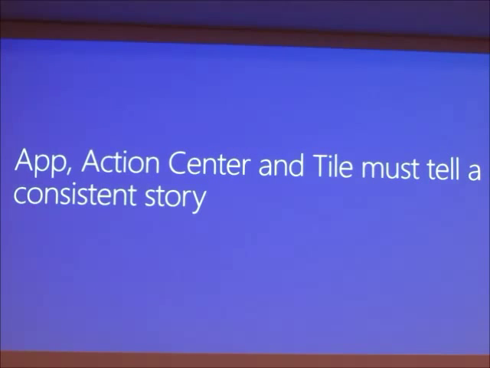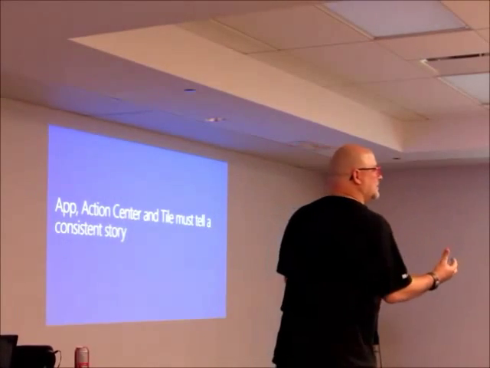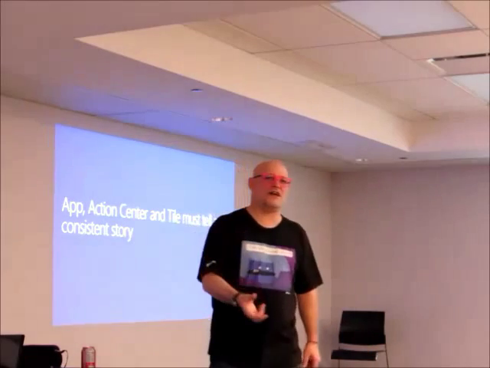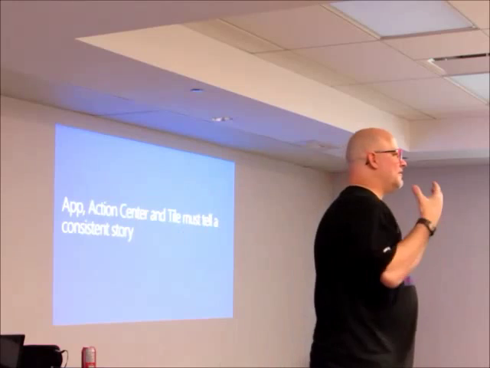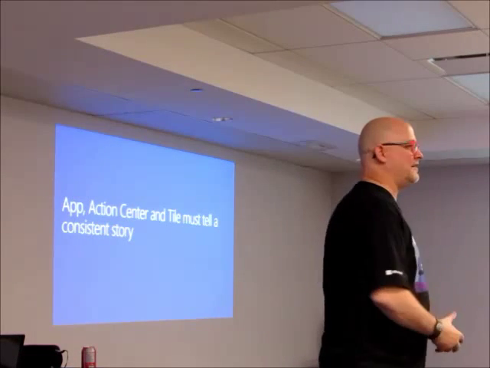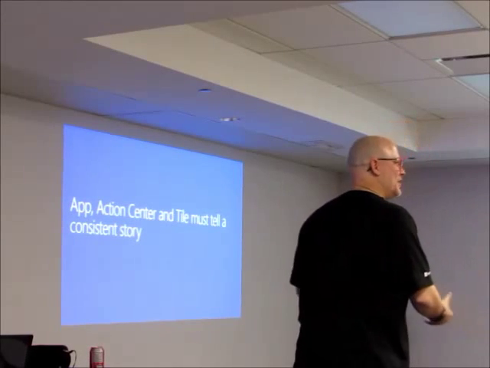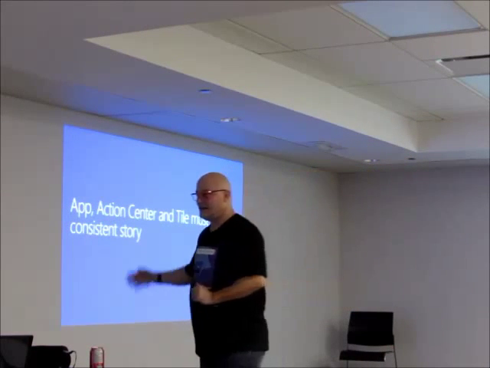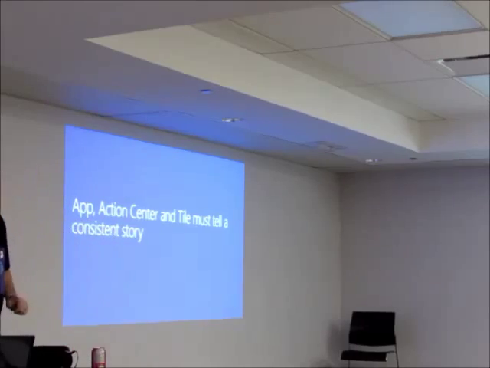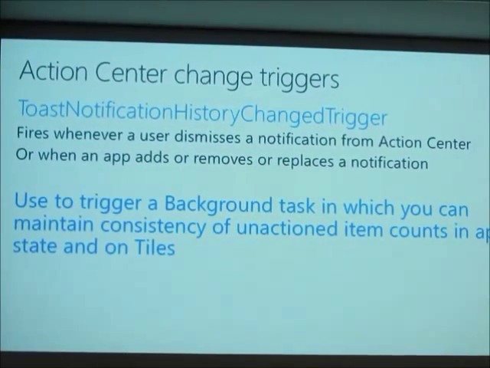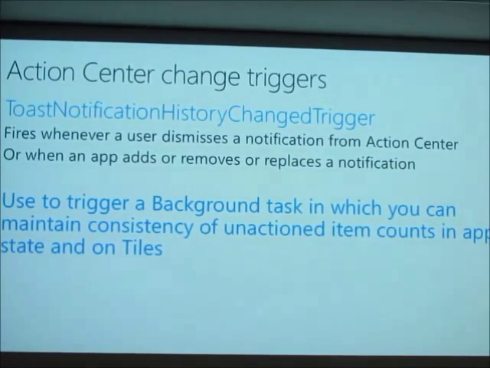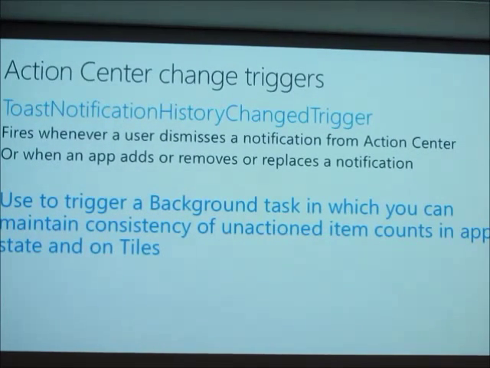Also, if you're using the application, Action Center, and the tiles, you must be consistent. Don't have it that on the tile you have 5 unread things, in the Action Center you have 2 unread things, and then open up the application and find that there's 6. You can confuse and really annoy the user. So you can actually tell from within your application if your history has changed in the Action Center.